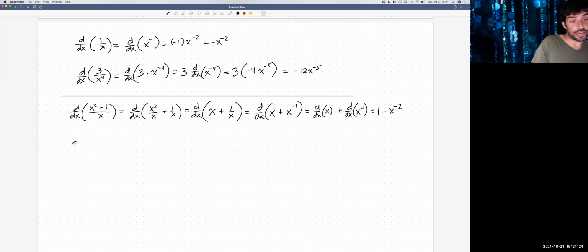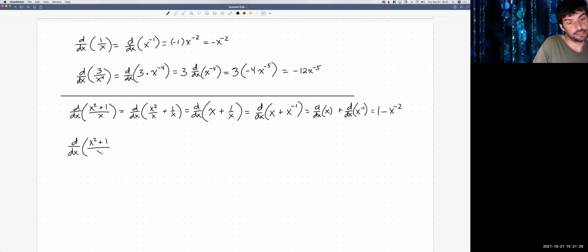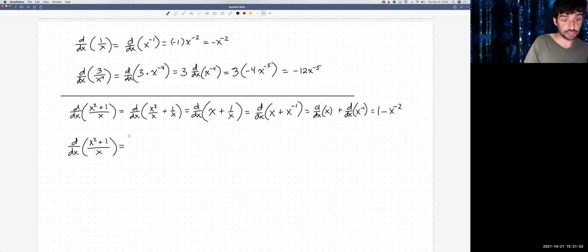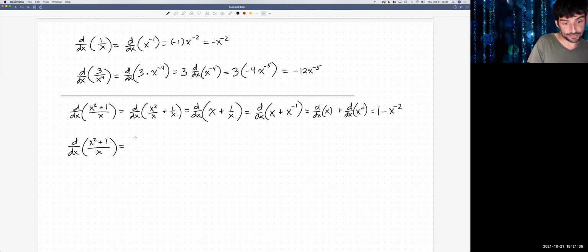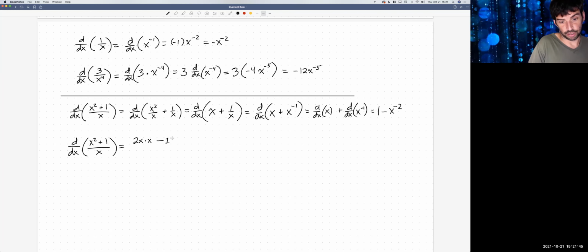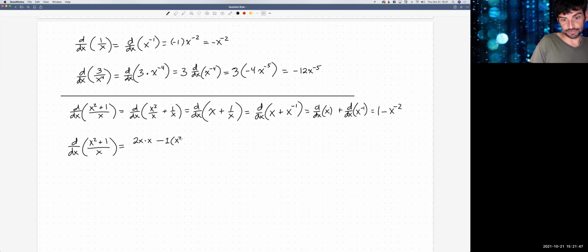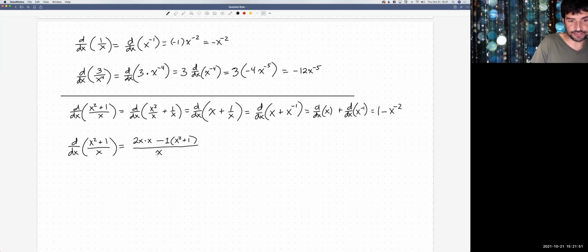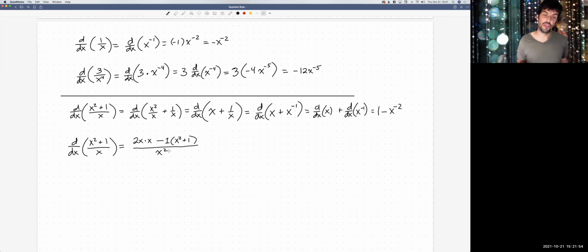But we also could have done this using the quotient rule. We take the derivative of the top function, which is 2x, times the bottom function. Then we subtract the derivative of the bottom function, which is 1, times the numerator function. And all of this is over the bottom function, the denominator function squared.